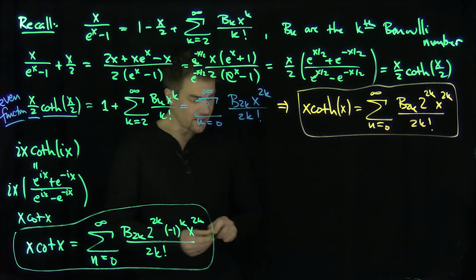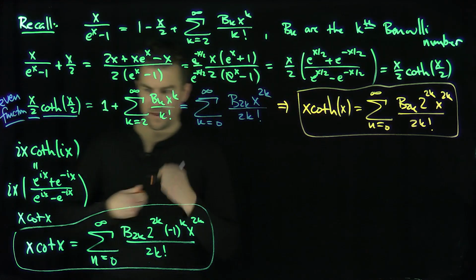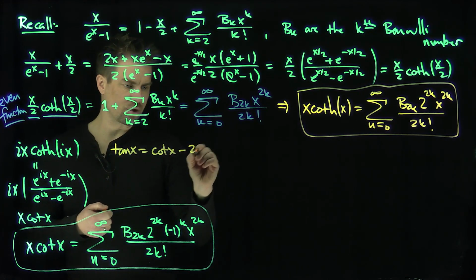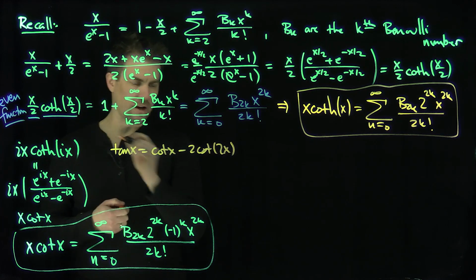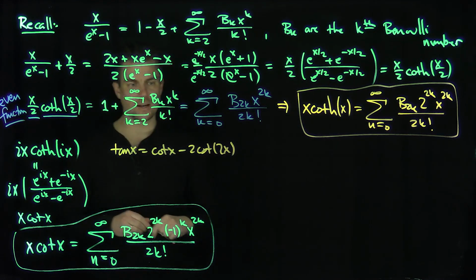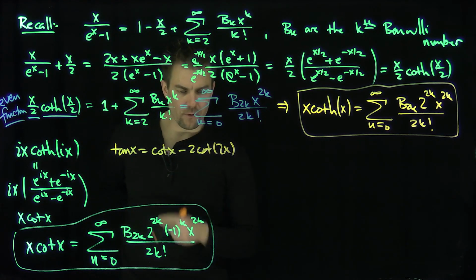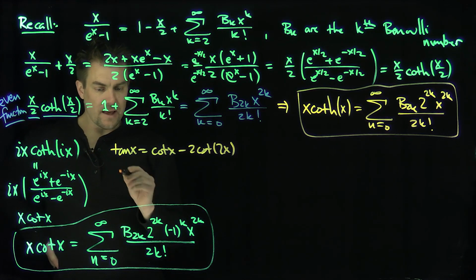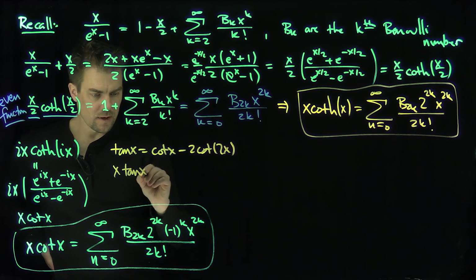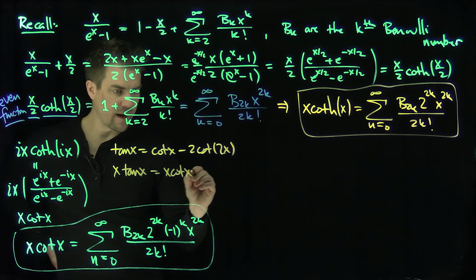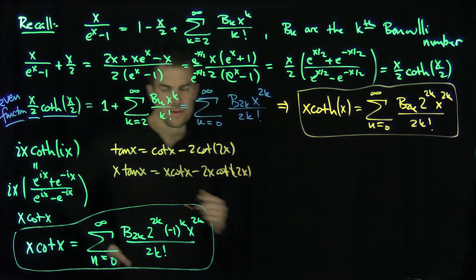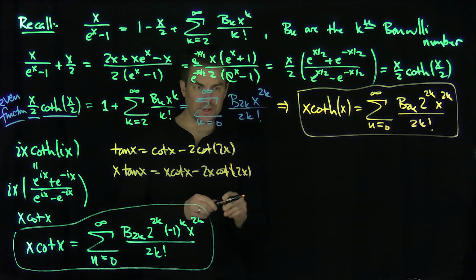Now I can use the trigonometric identity. Recall that tangent of x is cotangent of x minus 2 cotangent of 2x. You can easily verify this double angle identity, right? That's just the double angle formula for cotangent in terms of tangent and cotangent. And so now I can say that x times tangent of x is going to be x cotangent of x minus 2x cotangent of 2x, right?